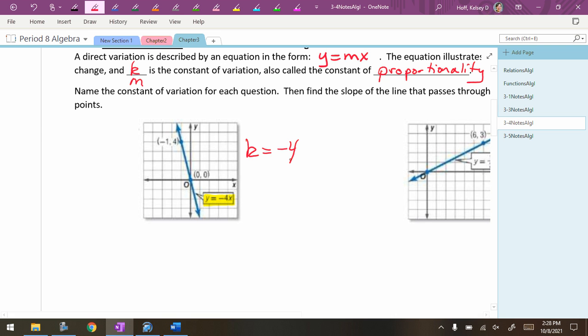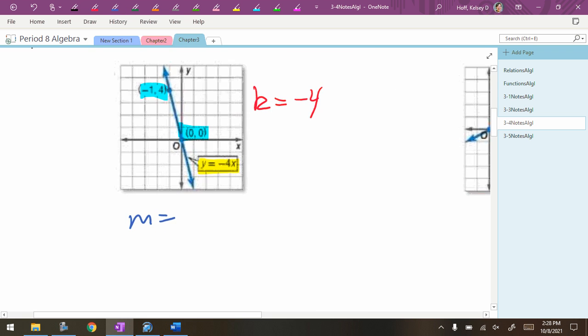Now they say find the slope. They give us 2 points, yes? Let's find the slope. What's the y value you want to start with? 4 minus 0 over negative 1 minus 0. 4 minus 0? 4. Negative 1 minus 0? Negative 1. 4 divided by negative 1? Negative 4.